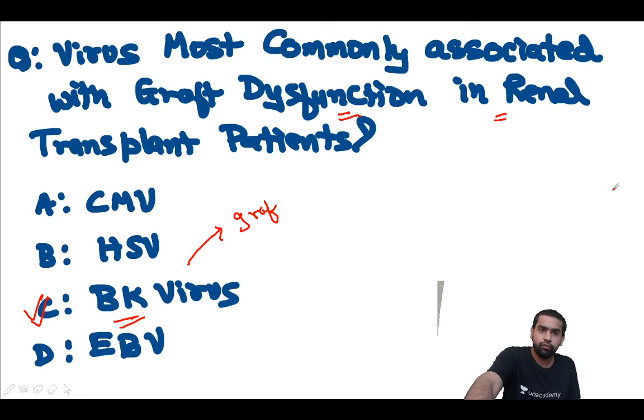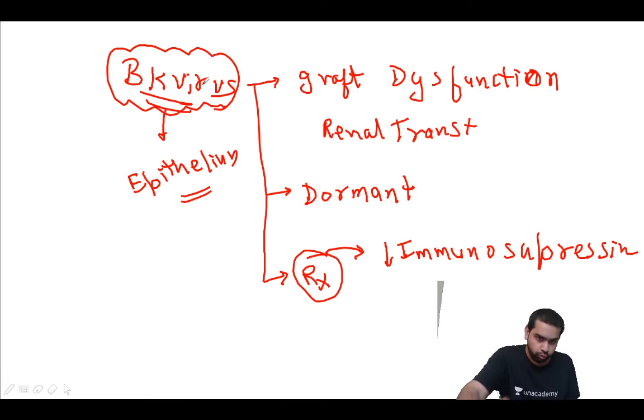What I did ask you was the virus most commonly associated. I'm not disagreeing that maybe Epstein-Barr virus can also present as a graft dysfunction, but the question said most commonly associated. Raghu, that is why the answer is BK virus. Understand, guys, whenever questions come, they will always ask about the most characteristic feature. If you wish to remember about the BK virus in post-transplant patients, these are the three things. The first is that they present as graft dysfunction, and they are present in a dormant form. What happens actually is, most of the children are already affected with this BK virus.